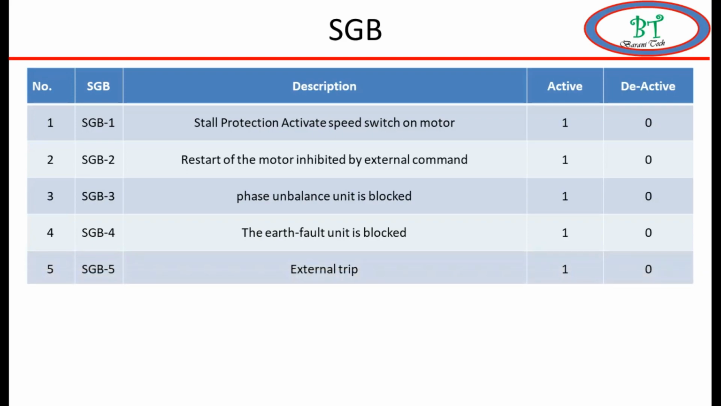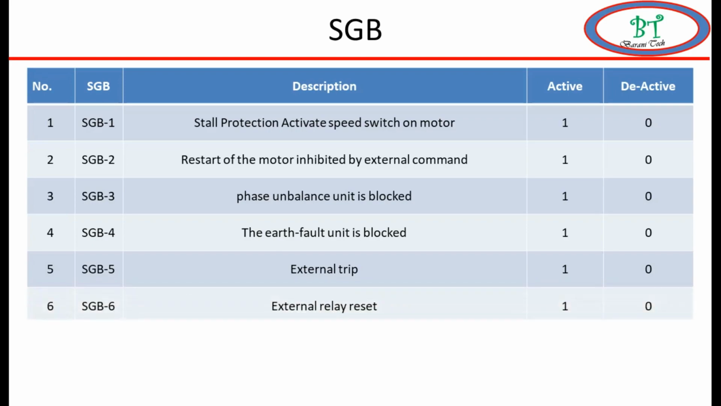Next, SB5. When we activate this and we get that binary input 10 and level, it will give the tripping command to the output relay terminals 65 and 64. This is the command from an external trip, normally from the speed switch or limit switch external to the motor. Next we go for SB6. This is for relay reset. Normally we use this after the protection trip. The relay is reset from the remote end or from the master trip relay.